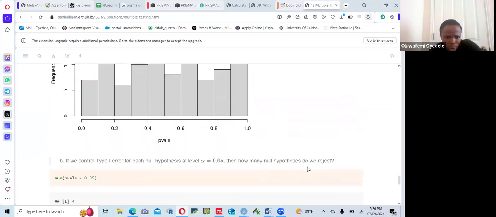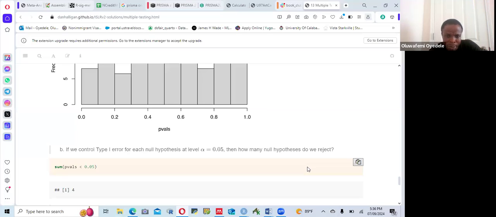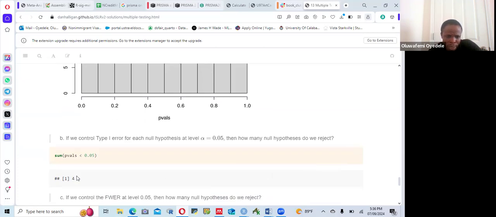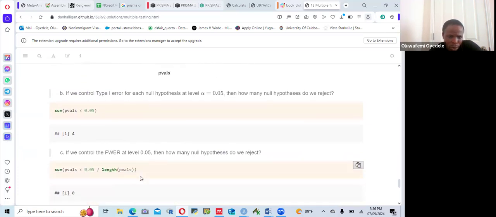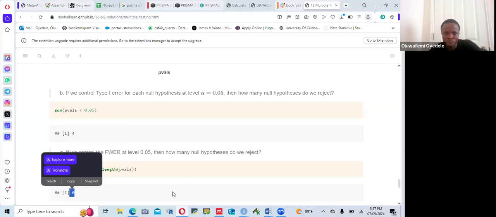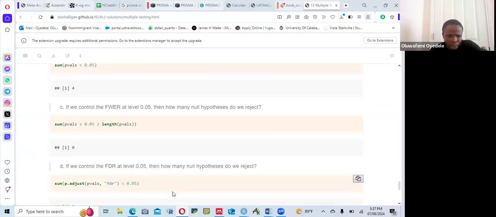So if we control the type one error for each null hypothesis at the 5% probability level, how many null hypotheses do we reject? Here we can see that 4 null hypotheses will be rejected because their p-values are less than 0.05. If we control the family-wise error rate at the 5% probability level, then how many null hypotheses do we reject? In this case, we can see that zero null hypotheses will be rejected.